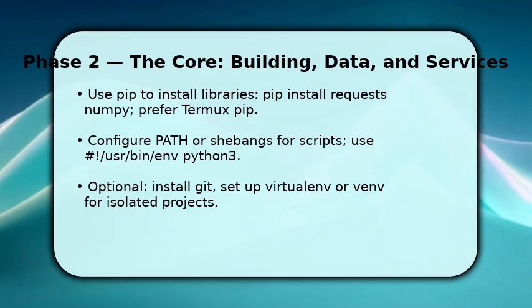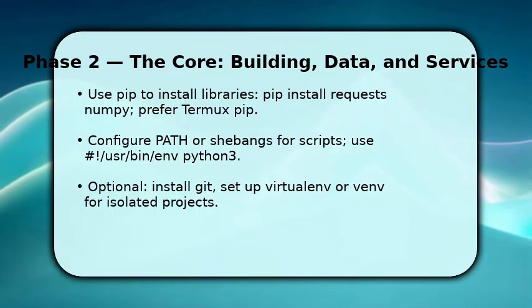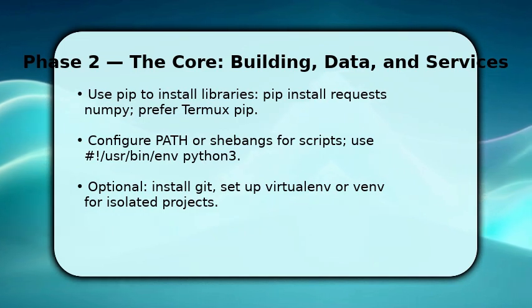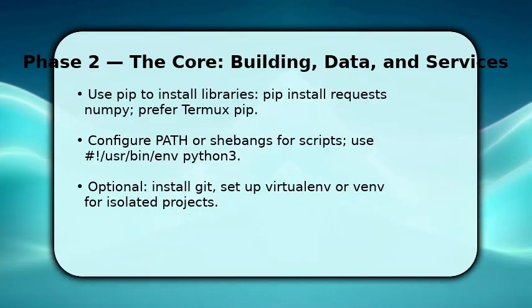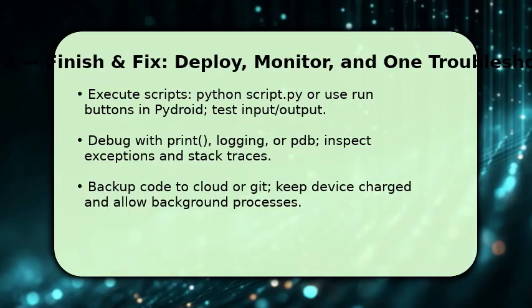Also set script shebangs to #!/usr/bin/env python3 so tapping a file runs the right interpreter. If you need code from repositories, install git and clone. Then run tests to verify everything imports correctly. You finish by running and stabilizing your project.